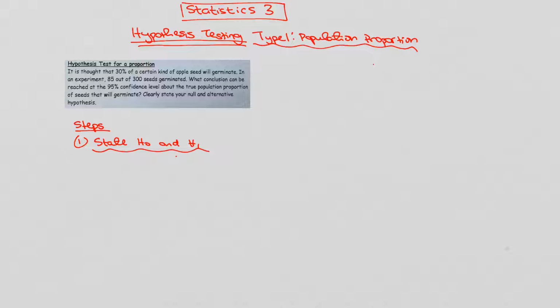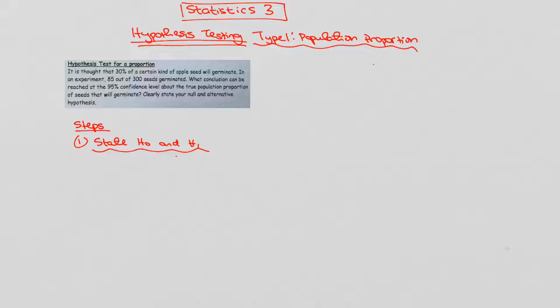So there's 2 ways in which you can state your null hypothesis and your alternative hypothesis. You can do it in sentences or you can do it in terms of your population proportion. So if we look here at this question, we can see that it is thought that 30% of a certain kind of apple seed will germinate. In an experiment, 85 out of 300 seeds germinated. What conclusion can be reached at the 95% confidence level about the true population proportion of seeds that will germinate? Clearly state your null and your alternative hypothesis.